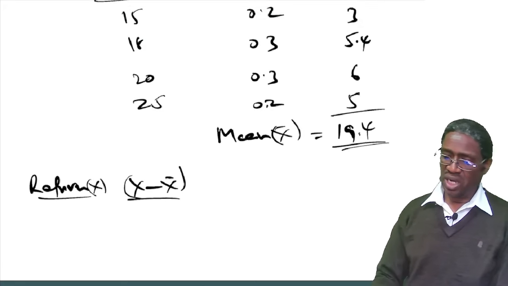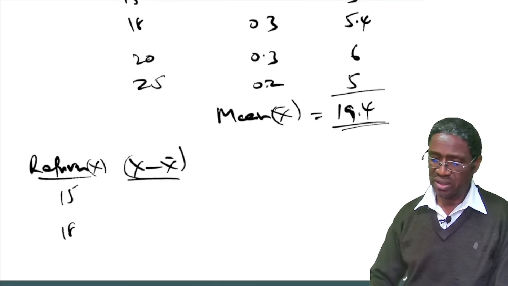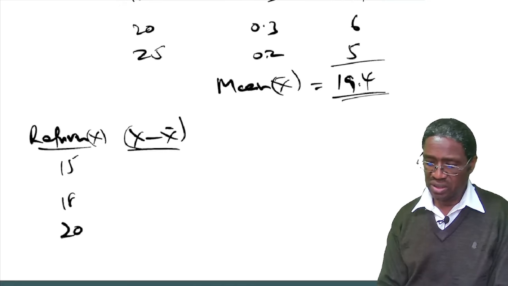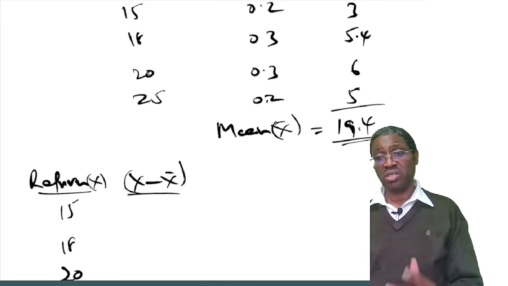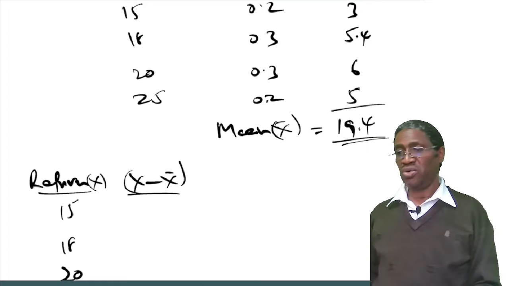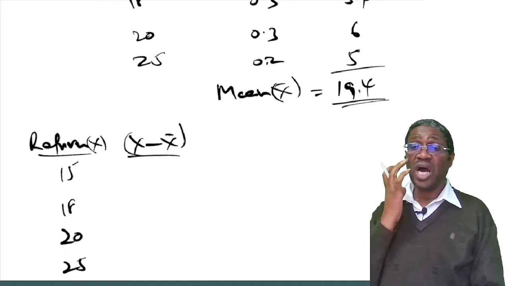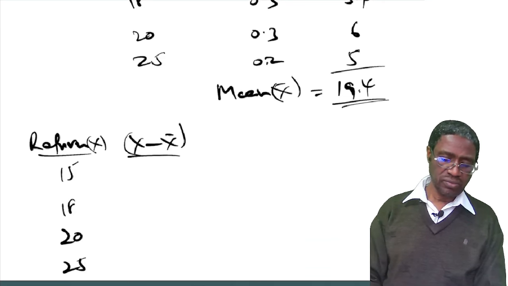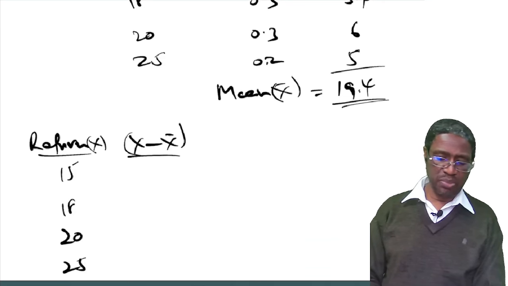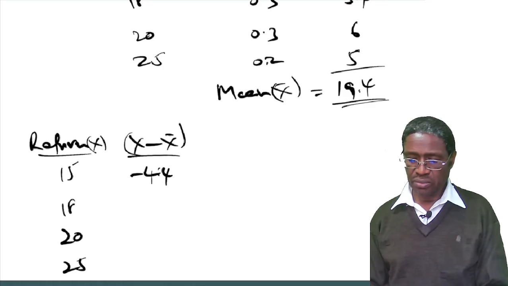Our returns were 15, 18, 20, and 25. We now know how to get the deviation from the mean. I don't have to keep repeating it. Our mean was 19.4. So I take 15 minus 19.4. That gives me negative 4.4.